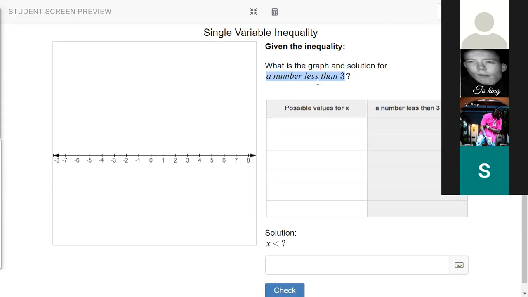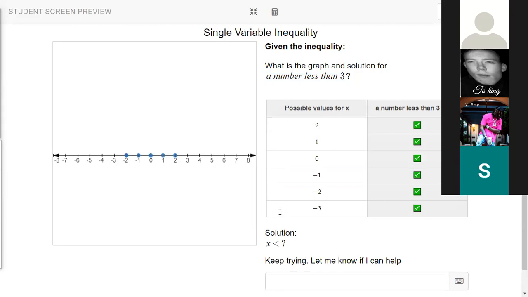And we just want to pick numbers less than 3. So, numbers less than 3. And you can check to see, did you actually get numbers less than 3? Yes, you did.